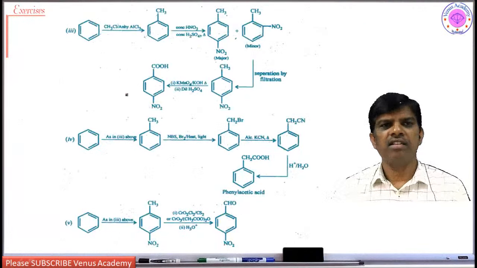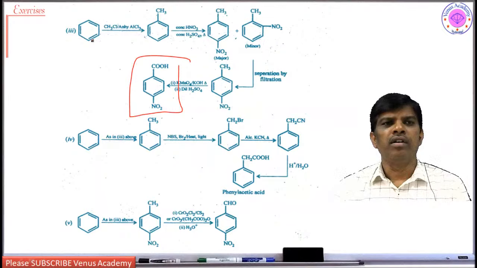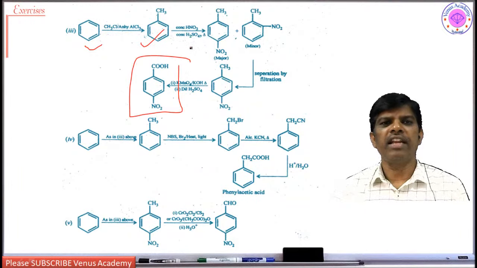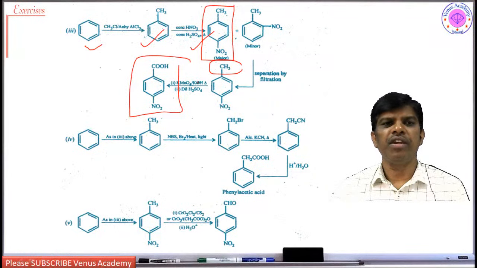Then what else? They asked para-nitrobenzoic acid. Yes, you can prepare it. Take benzene and do Friedel-Crafts alkylation to give toluene. Toluene upon nitration gives a mixture of ortho and para-nitrotoluenes. So take para-nitrotoluene. This para-nitrotoluene upon oxidation using KMnO4 is going to give para-nitrobenzoic acid. If I do nitration directly on benzoic acid, it is going to give meta-nitro, right? But we are in need of para-nitrobenzoic acid.